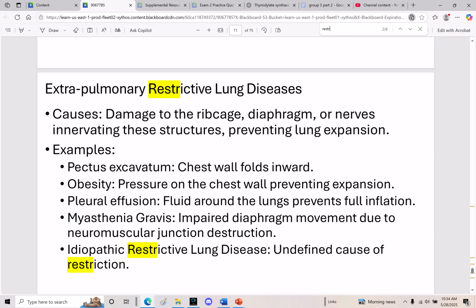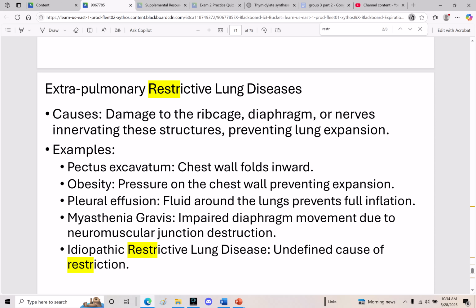Pleural effusion, if you have fluid between the visceral pleura and the parietal pleura, that's not allowing for the lung to expand, right? Oh, myasthenia gravis. You probably want to talk about myasthenia gravis at some point. Basically, somebody who has a nerve firing issue. So the nerve is not firing to get the diaphragm to contract, right? That's myasthenia gravis. Basically fast destruction of acetylcholine. Remember, your neurotransmitter is acetylcholine, right?